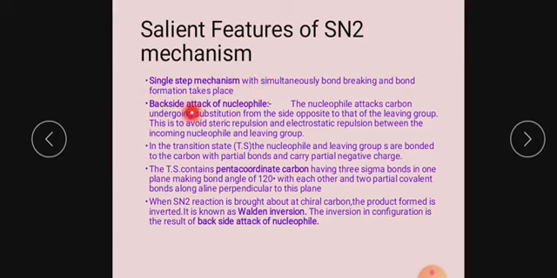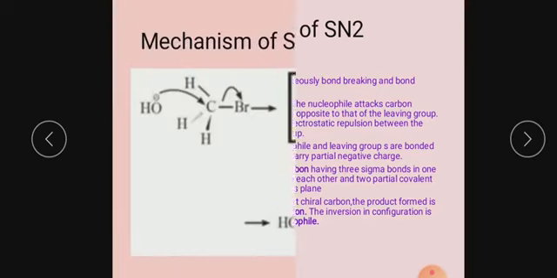Then the second salient feature, backside attack of nucleophile. We understand here, in this reaction the nucleophile attacks the carbon undergoing substitution from the opposite side to that of the leaving group.